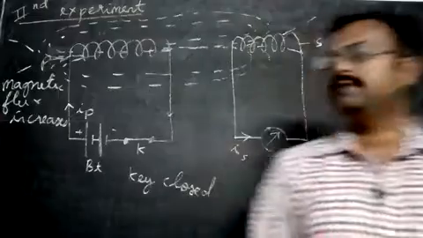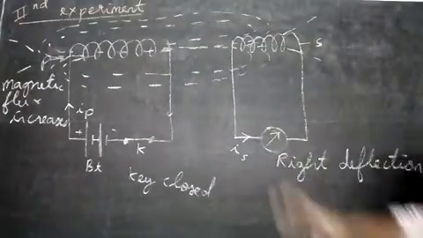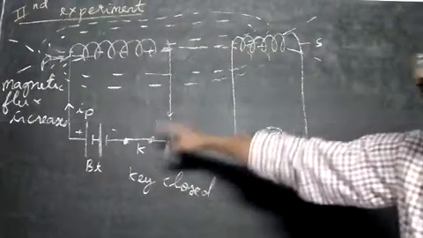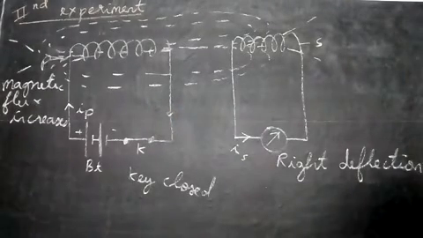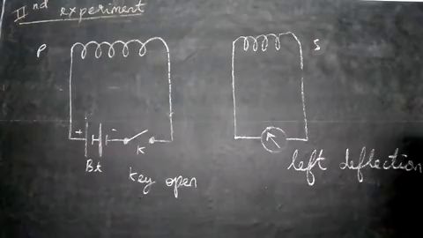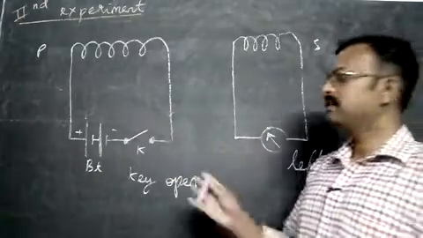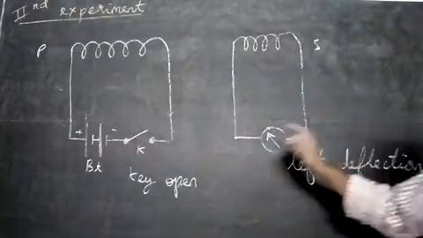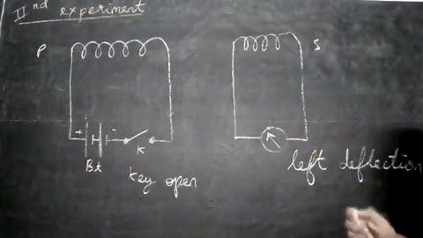Next we'll see what happens if you open the key. Now it is on. If you open the key, that means we move the key upwards. What will happen? So the key is now open. When the key is open, the galvanometer shows a left side deflection. Why it happens, you must know.